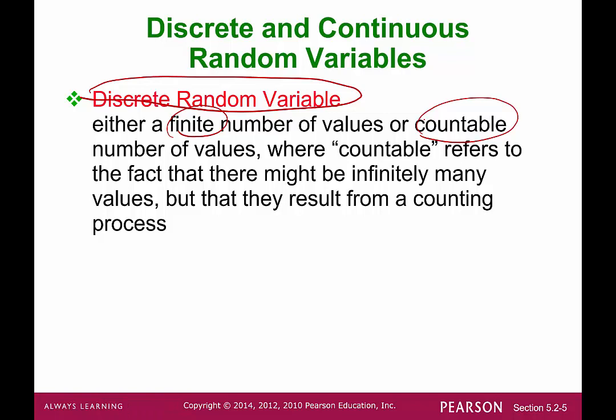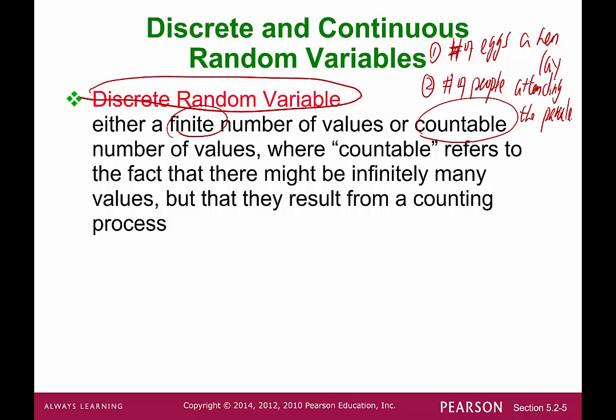Okay, so for example, the number of eggs a hen lays per day. That's definitely a discrete random variable. It's a finite number, it's countable, and it's a numerical number. Also, the number of people attending the parade. Although it's a pretty large number attending the parade, it's still finite, countable numbers. So this is what they call the discrete random variable. Finite, countable, numerical numbers, to put it in simple language.